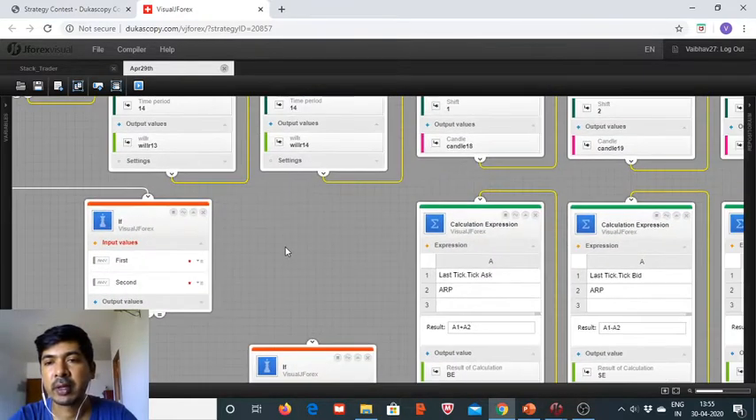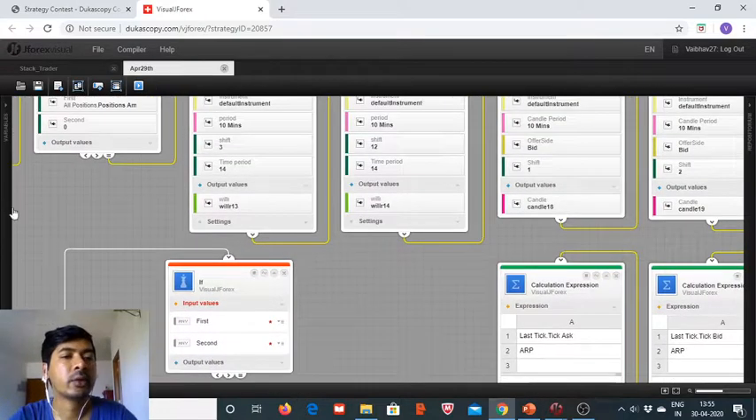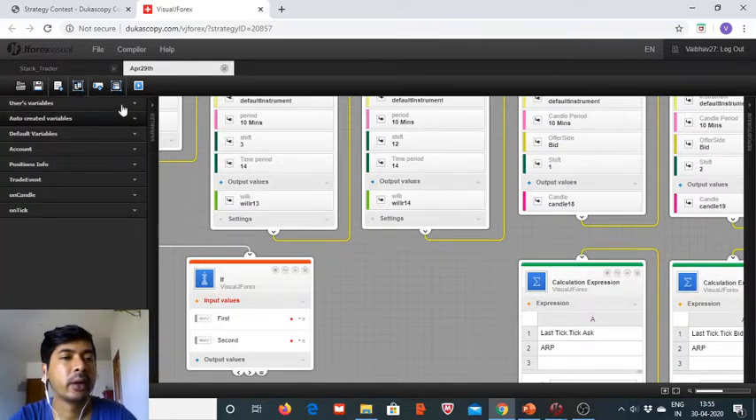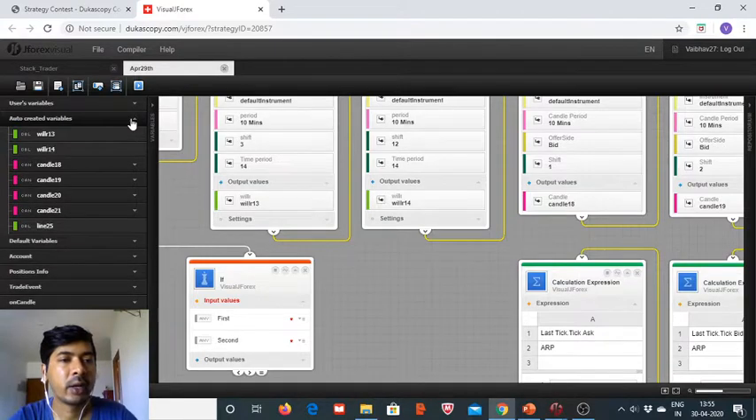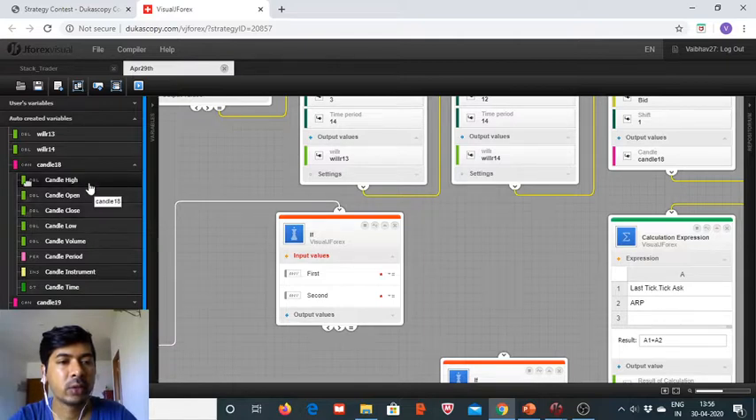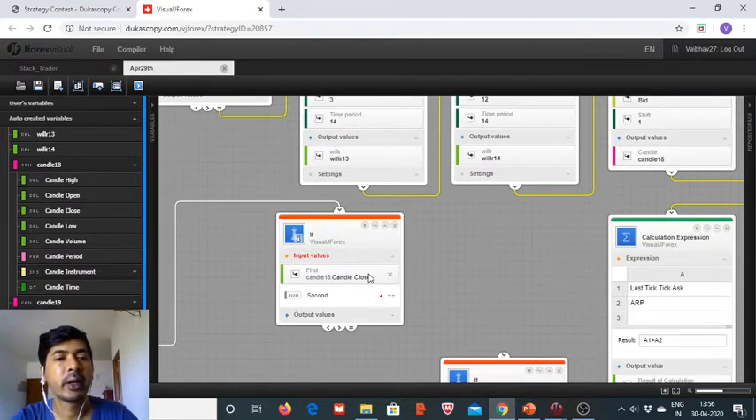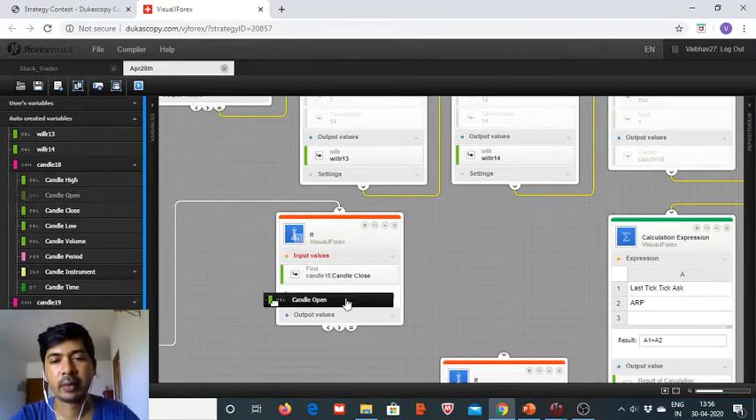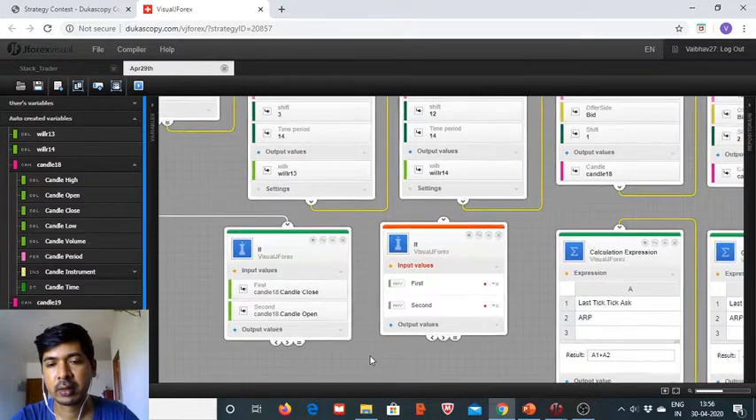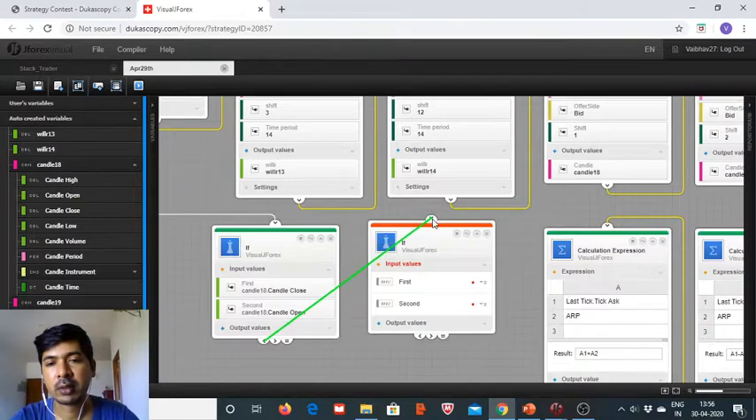So now let us take the data for candle 18 and candle 19. So first we will take candle 18's data, and for that an auto created variable. Okay, we got the candle 18, and the candle 18's close should be below the candle 18's open. So we do this and we get it: close should be less than the open.